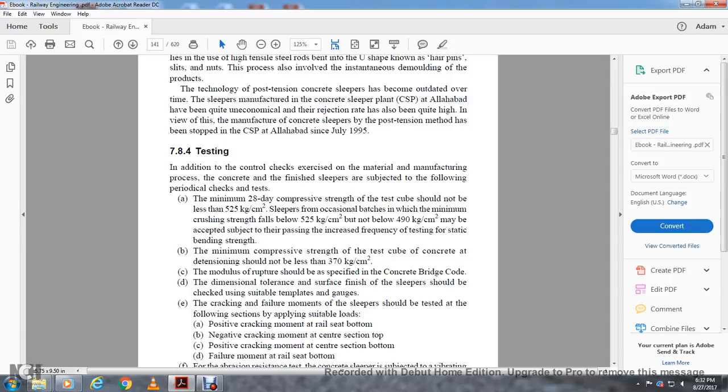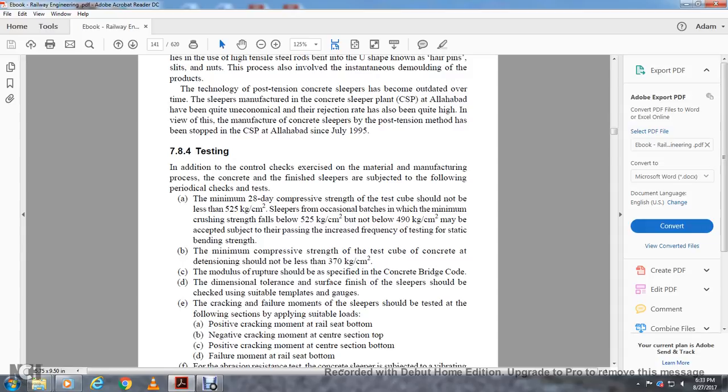For static bond bending strength, the minimum compressive strength of the test cube at the time of tensioning should be not less than 370 kg/cm². The modulus of rupture should be as specified in the concrete bridge code. Dimensional tolerance and surface finish of the sleeper should be checked using suitable templates and gauges. Cracking and failure moments for the sleeper should be tested at the following sections under suitable loads.